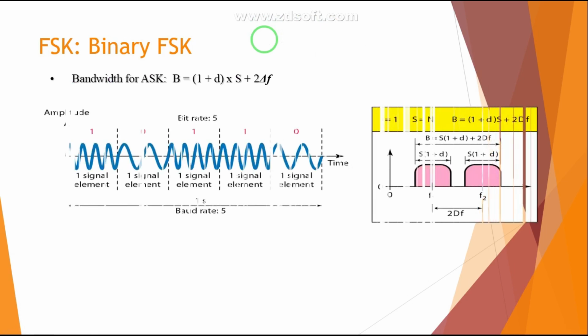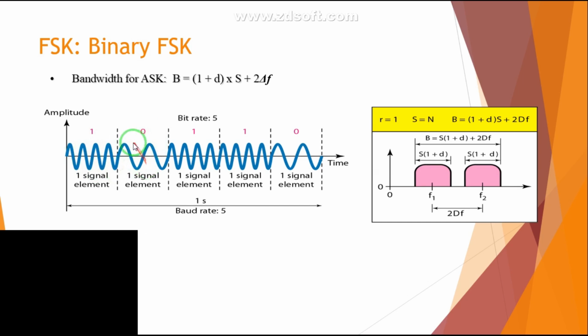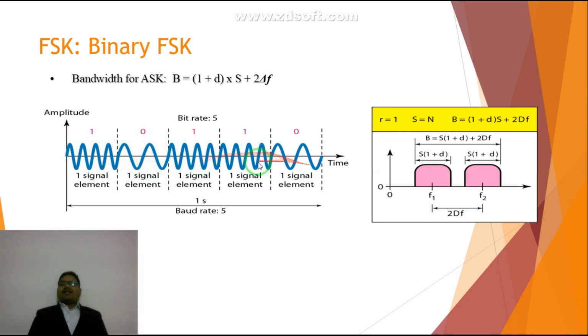Next is your FSK. See over here, in FSK, the frequency of the carrier wave is going to change. It has a different frequency, while the peak to peak amplitude remains constant for each logic. For logic 1, high frequency is transmitted. For logic 0, low frequency is transmitted. And it goes on. So over here also, bit rate is 5 and baud rate is also equal to 5.